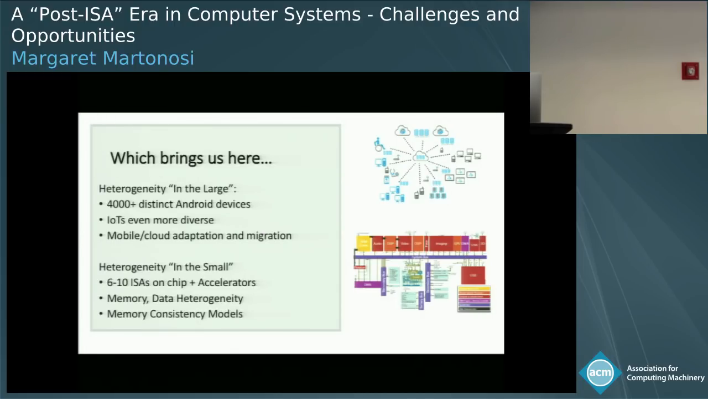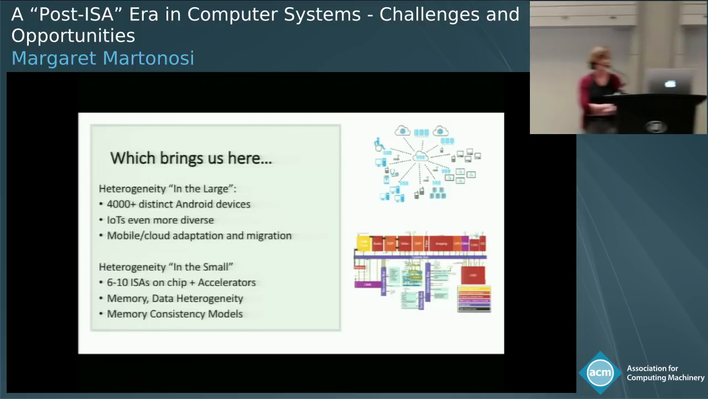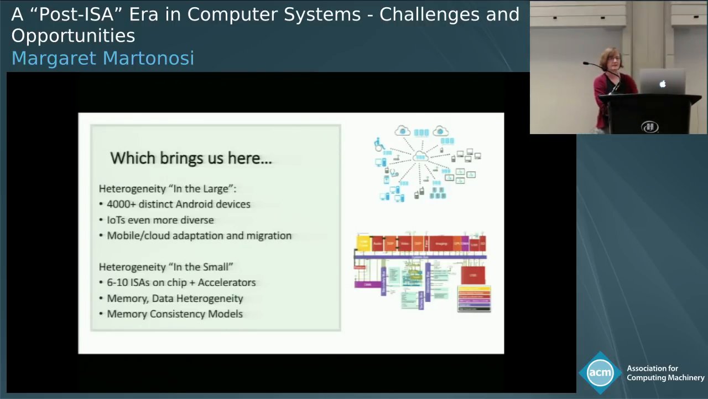And at the same time, there's heterogeneity in the per-device world, that picture on the bottom, where we might see as many as a dozen different instruction set architectures on the same chip, and a bunch of units like accelerators, like that face recognition unit, that don't even have an instruction set architecture at all. So we've lost that abstraction from these chips in many ways. There's also heterogeneity in the memory hierarchy, which is the lower half of that bottom plot. And there's also heterogeneity in the memory consistency models, which I will talk about in a moment.